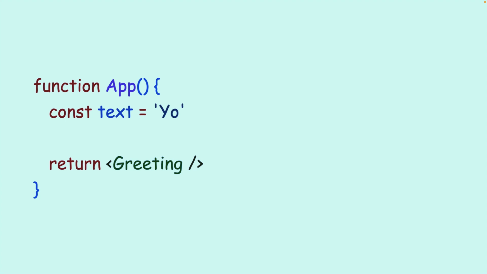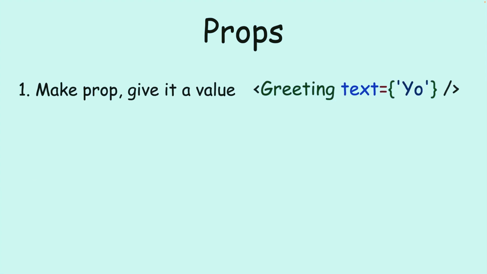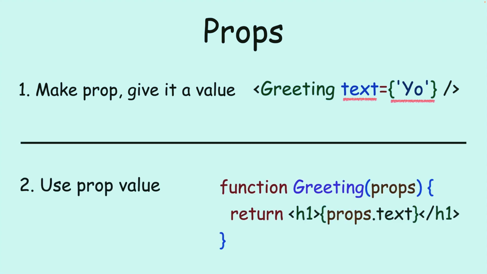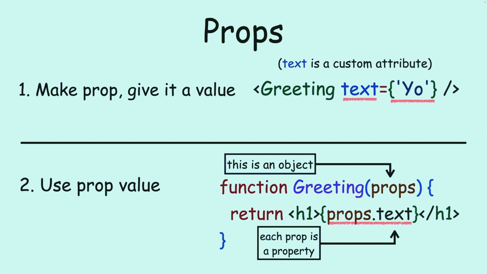Okay, but what if I want to pass data into another component? For that, you use something called props. To make a prop, create a name on the component you want to pass data to and set it equal to some value, and that's it. You can then use that prop in the component you passed it to. Props refers to properties on an object, which is what you get in the parameters of each component. To use the prop, take it from the object like a normal JavaScript property. Think of them like custom attributes you can add to any component.